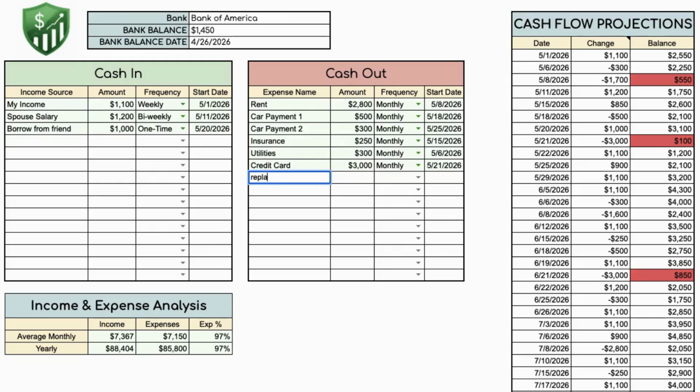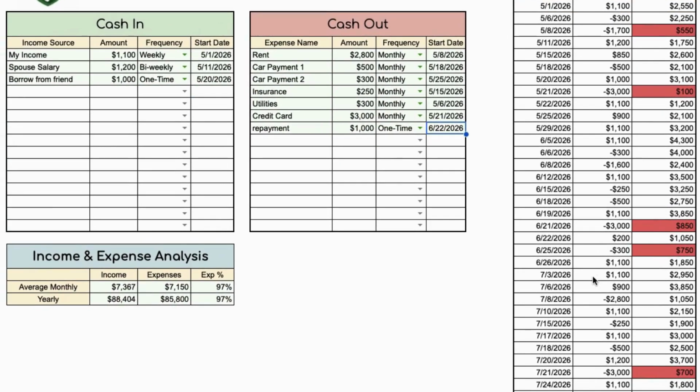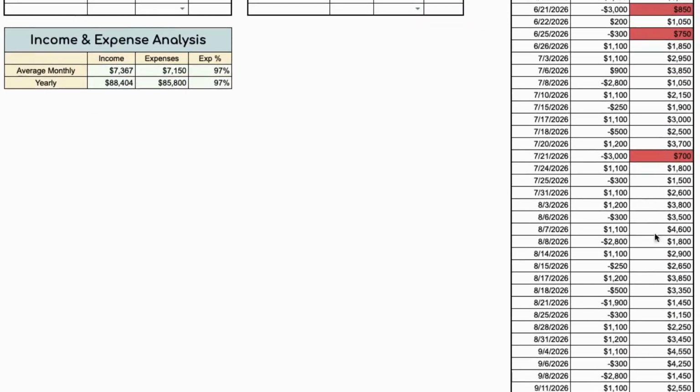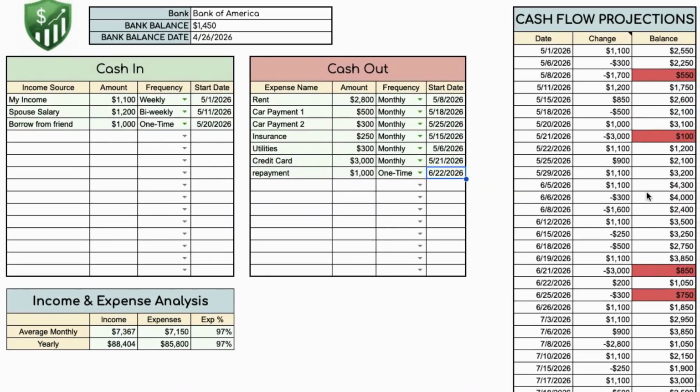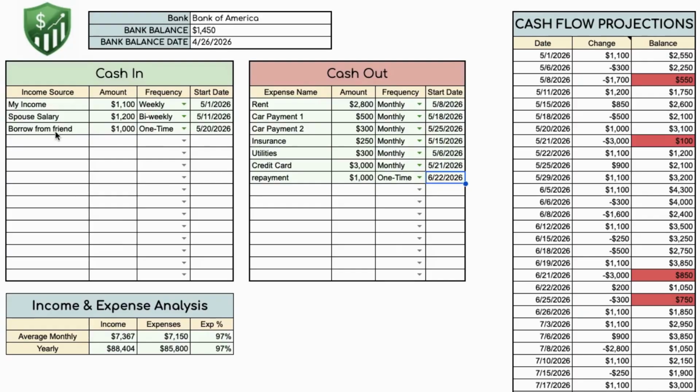You can add that repayment as an expense and immediately see how your projections adjust and confirm that you're still in a safe range. With that one small change, you can make sure your account always has enough to cover all the payments hitting your bank. The key point is you're no longer reacting, you're planning ahead.